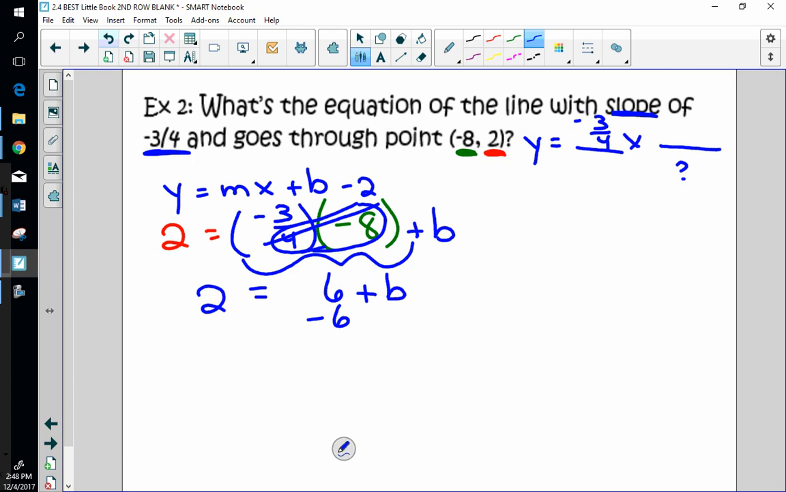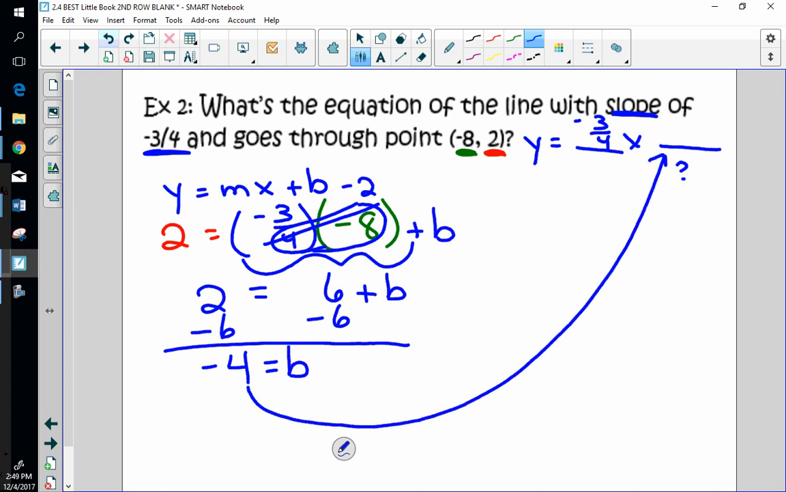Now we're going to solve it for b. So we would subtract 6 from both sides. And when we get 2 minus 6, that's negative 4. And negative 4 is equal to b. So that is our, oops, that's our y-intercept, negative 4. So again, that's our final answer. Our final answer for the equation of that line is y equals negative 3/4 x minus 4.